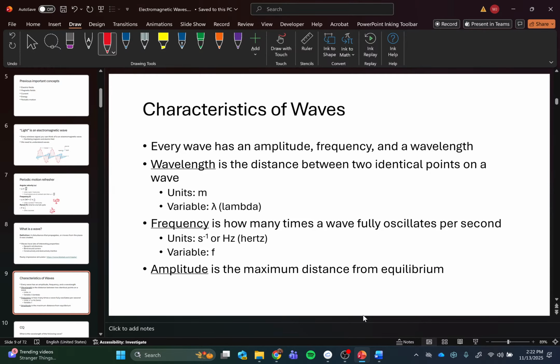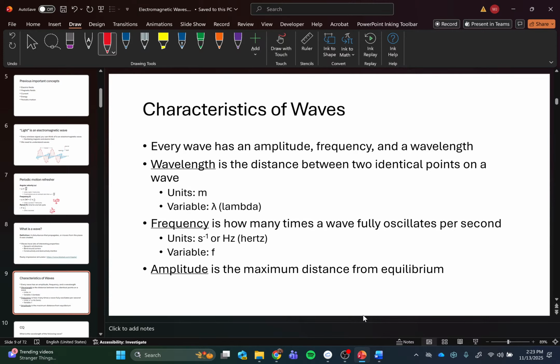Okay, characteristics of waves. Again, this is something you've probably learned in middle school, high school, but I just want to make sure we all know the terminology. Every wave has an amplitude, frequency, and wavelength. This is just things you can measure on a wave. And these are words you've probably seen before. Wavelength is the distance between two identical points in a wave. Not only means the value at that point, but also the slope. That is variable units of m, lambda. So we're going to do a problem on that.